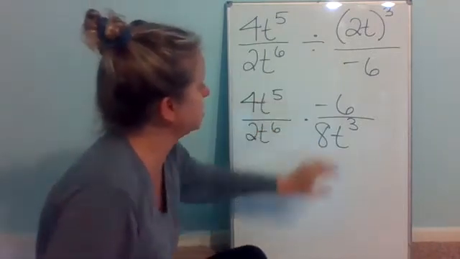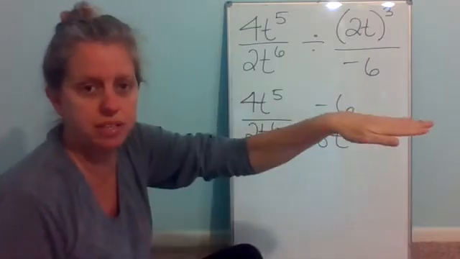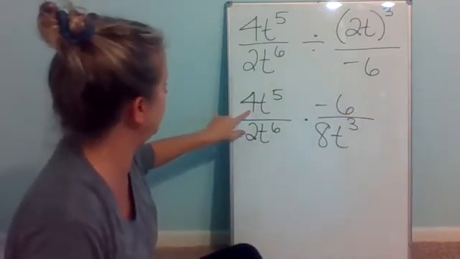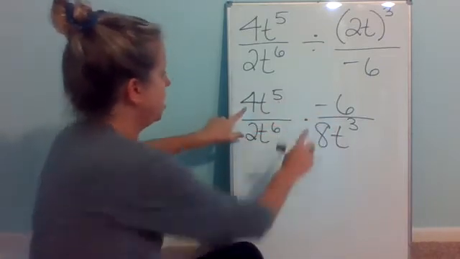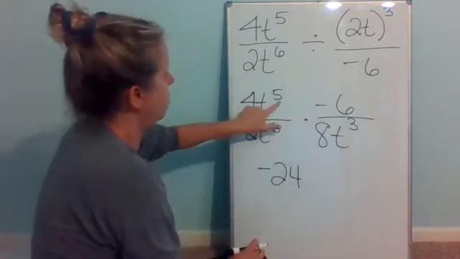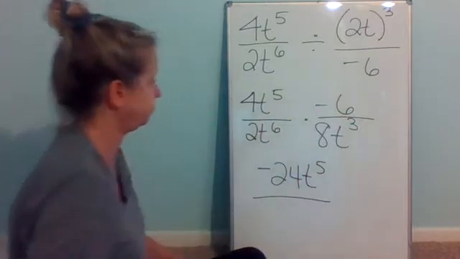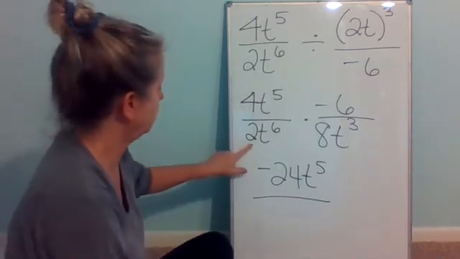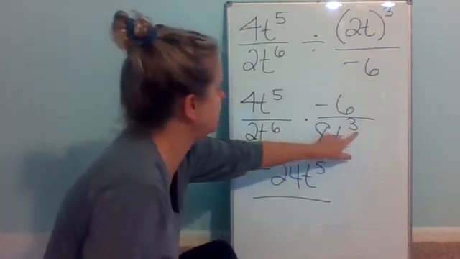Now, I don't see any parentheses to cancel, so I'm going to go ahead and multiply straight across in the top, straight across in the bottom. So I've got 4t to the 5th times -6. So 4 times -6 gives me -24. I don't have any more t over here, so I just have t to the 5th over 2t to the 6th times 8t to the 3rd.